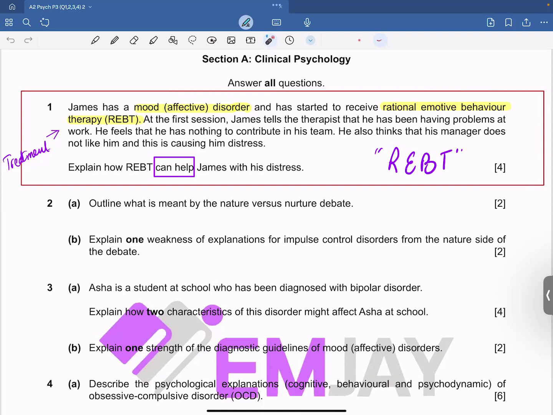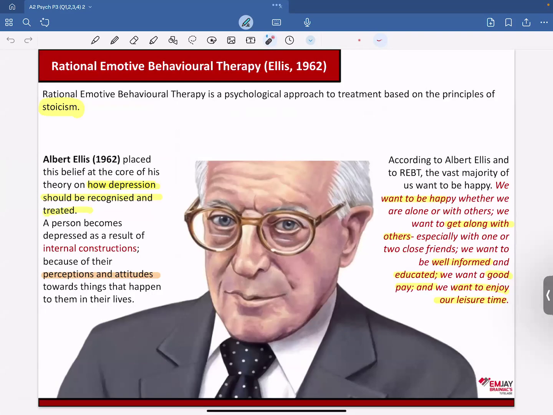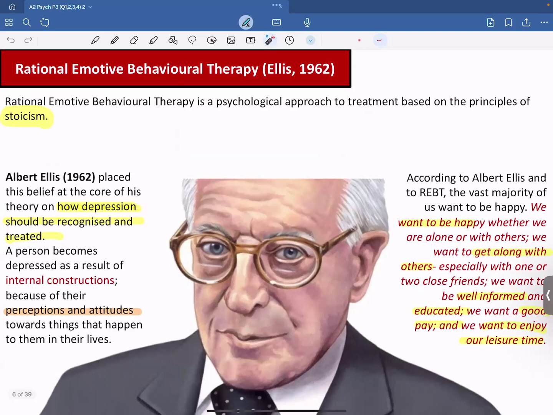Now, by now, all of you would know that for you to be able to answer this question, you need to have a thorough understanding of REBT. To be able to answer this question, let's quickly revise what REBT is. REBT is a cognitive behavioral therapy. And when we talk about this cognitive behavioral therapy, remember the core principle, like always has been: it is irrational thoughts. It's your irrational, illogical thoughts that are causing you trouble.